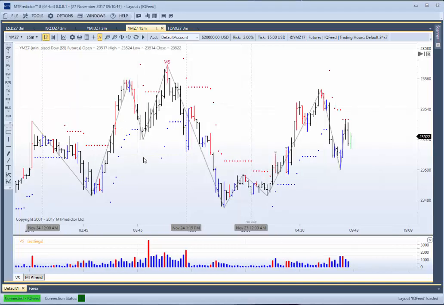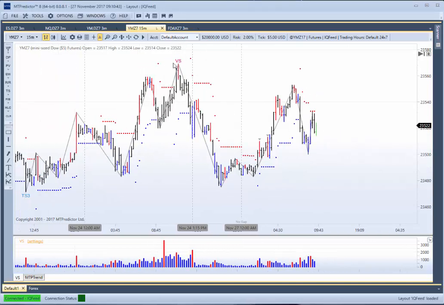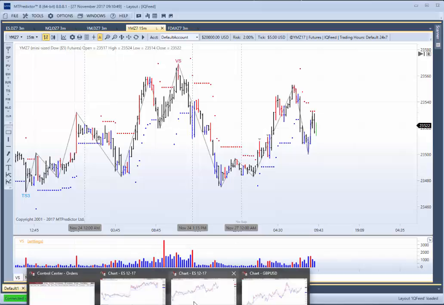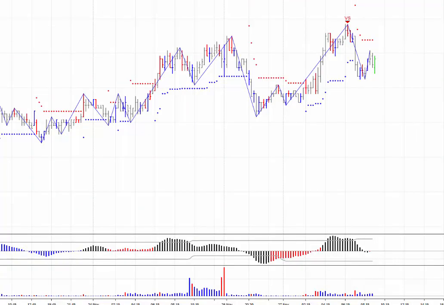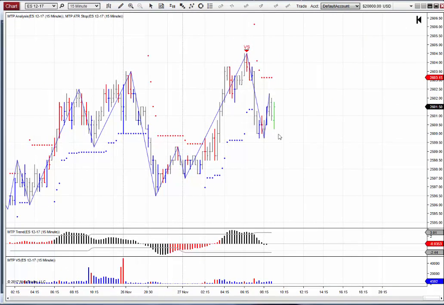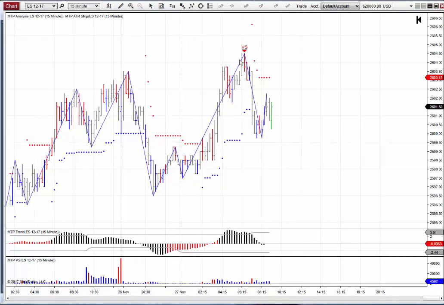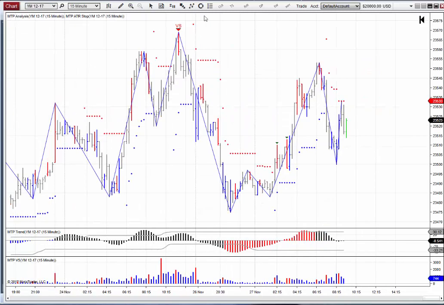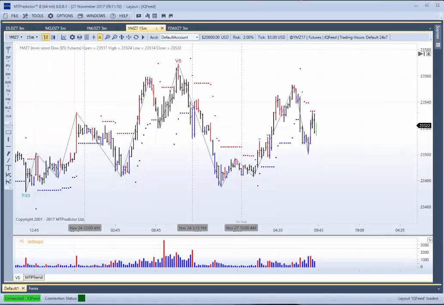So what is a VS setup? Well, a VS setup, you can see, is labeled on our chart here. This is MTPredictor 8, our standalone version. If I pull up a chart of our NinjaTrader 8 add-ons, you can see you get the same setup. Well, that's the one on the ES I'll talk about in a minute. But if I go back to the YM, you can see there's the setup exactly the same. So the same in both our NinjaTrader add-ons and our standalone version.